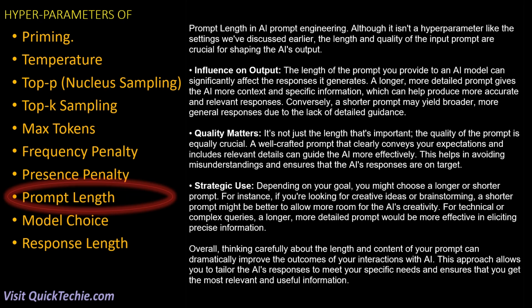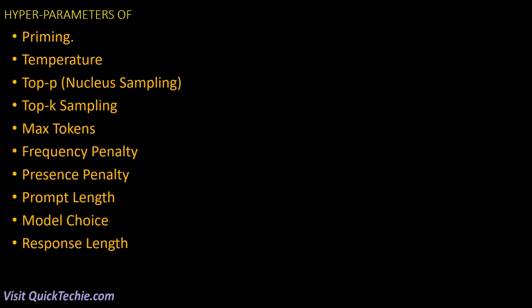Strategic use. Depending on your goal, you might choose a longer or shorter prompt. For instance, if you're looking for creative ideas or brainstorming, a shorter prompt might be better to allow more room for the AI's creativity. For technical or complex queries, a longer, more detailed prompt would be more effective in eliciting precise information. Overall, thinking carefully about the length and content of your prompt can dramatically improve the outcomes of your interactions with AI. This approach allows you to tailor the AI's responses to meet your specific needs and ensures that you get the most relevant and useful information.